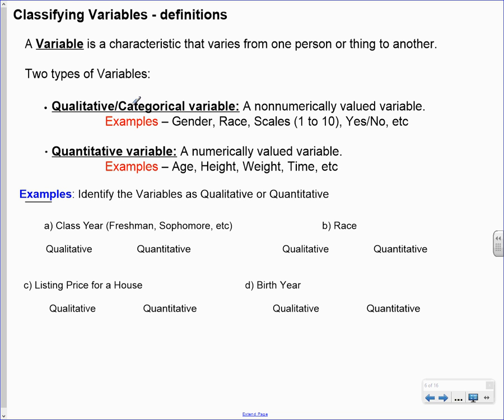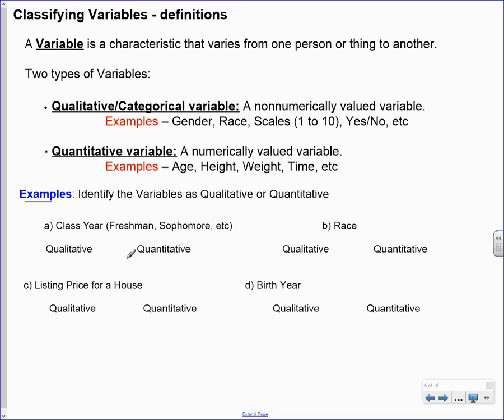So for categorical or qualitative, we're talking about words, okay, word groups. So it's a non-numerically valued variable. So examples are gender, race, scales, like 1 to 10, like how happy are you, something like that. Yes, no, all those are going to be categorical or qualitative variables. Quantitative variables are numerically valued variables, so those would be age, height, weight, time, anything with numbers pretty much. Except for the scales, the 1 to 10 scales, generally anything with a number is going to go in the quantitative.